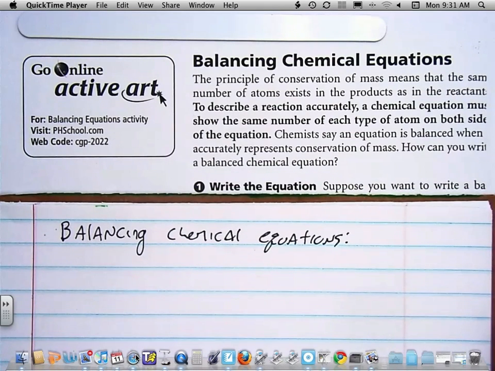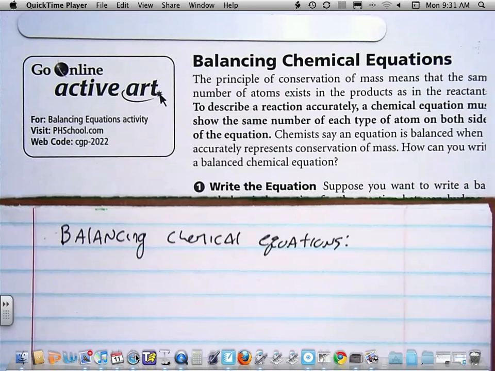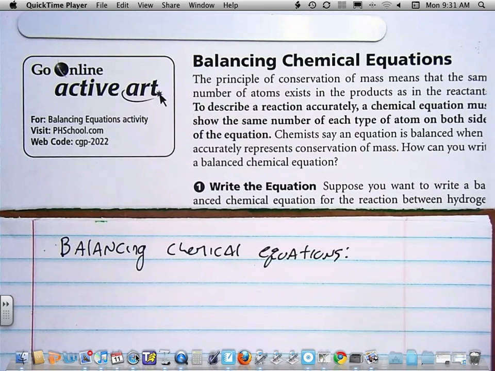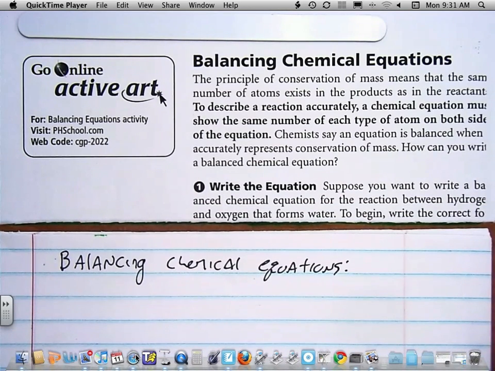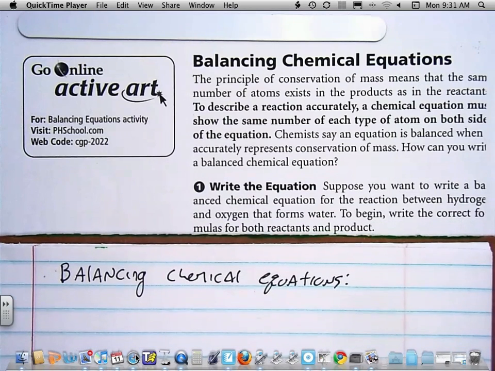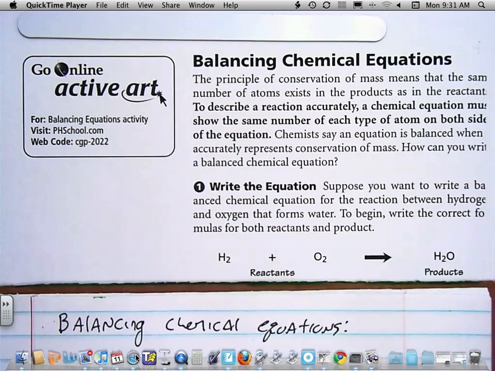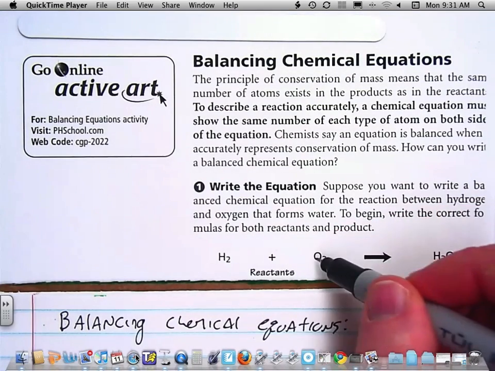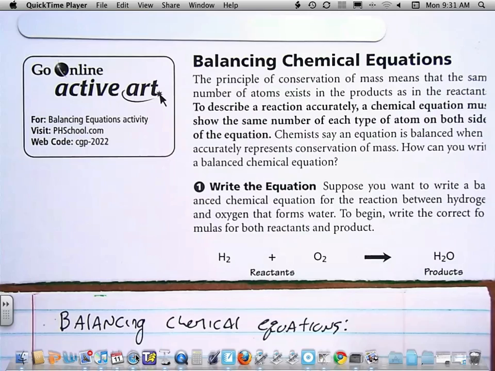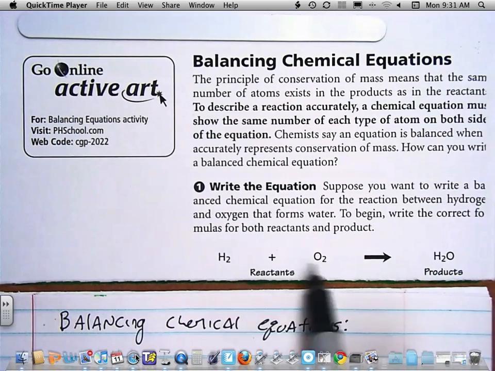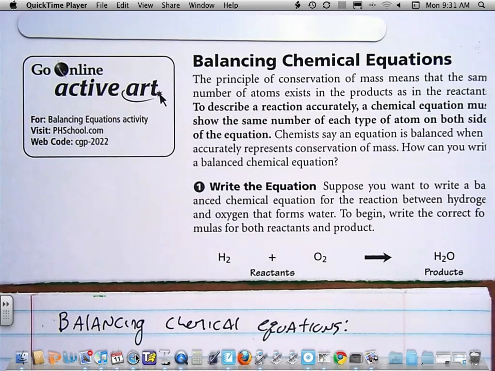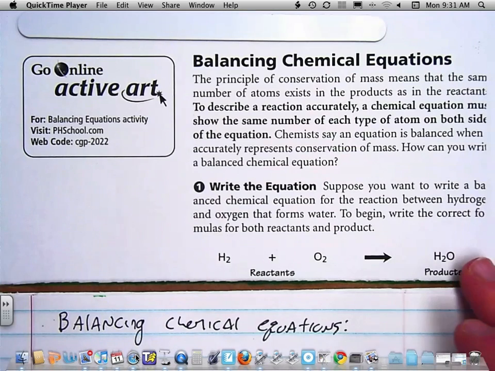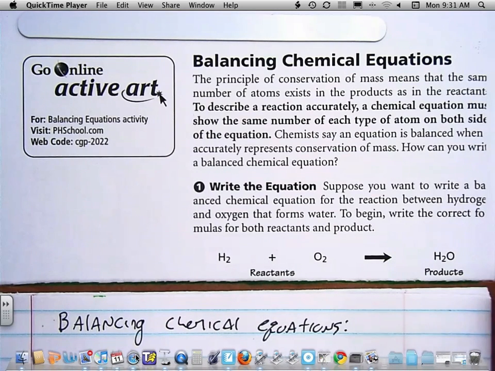Number 1. Write the equation. Suppose you want to write a balanced chemical equation for the reaction between hydrogen and oxygen that forms water. To begin, write the correct formulas for both the reactants and the products. And I think they did that right here. Here are the formulas. H2 for hydrogen gas, O2 for oxygen gas. Hydrogen and oxygen exist as diatomic molecules, not as single atoms. And it equals H2O, the product.